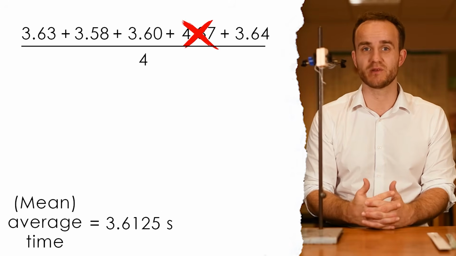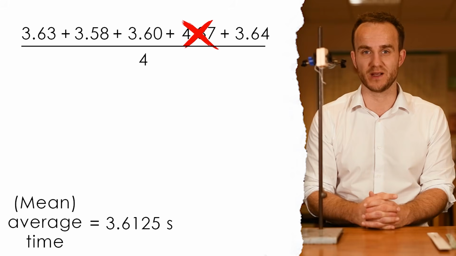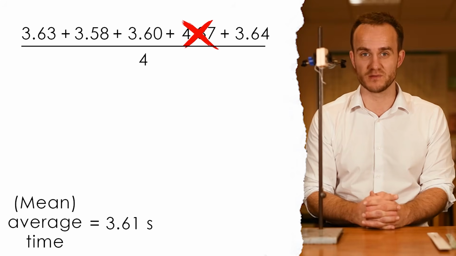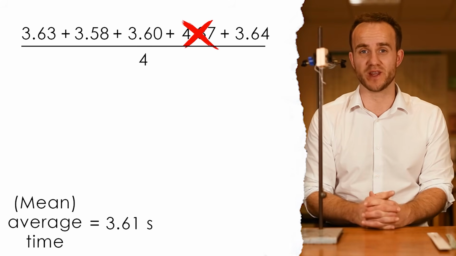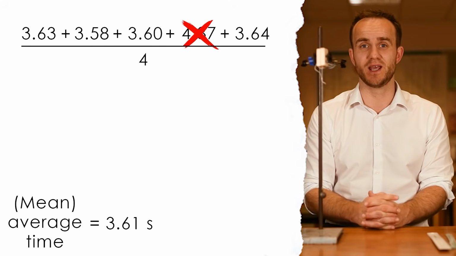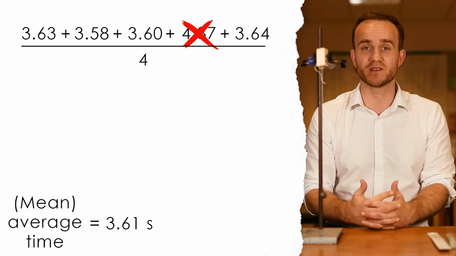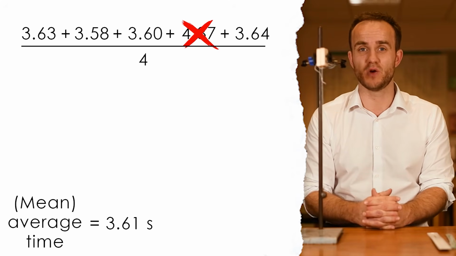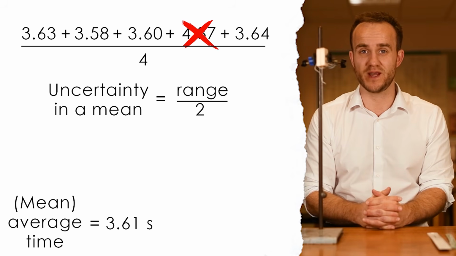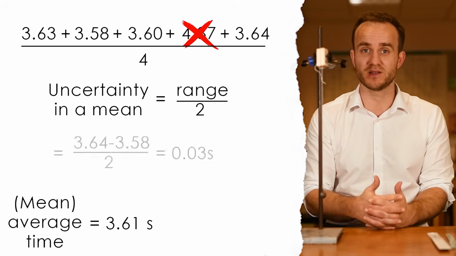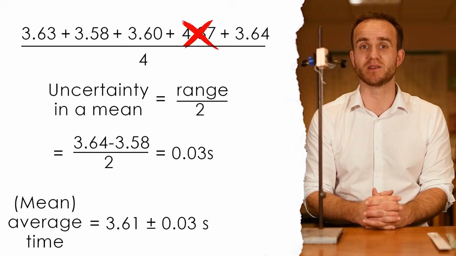It's worth remembering though that your mean or average reading needs to be to the same number of significant figures as your individual ones. As per usual though, we can't just leave it there. We need to be honest about our result and say that there's an uncertainty in our mean. To find the uncertainty in the mean, all we do is take the range, that's the biggest number, take away the smallest number, and divide by 2.